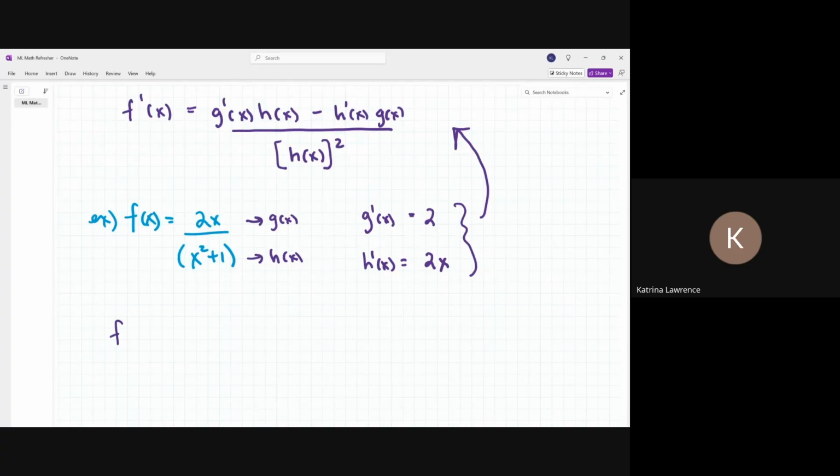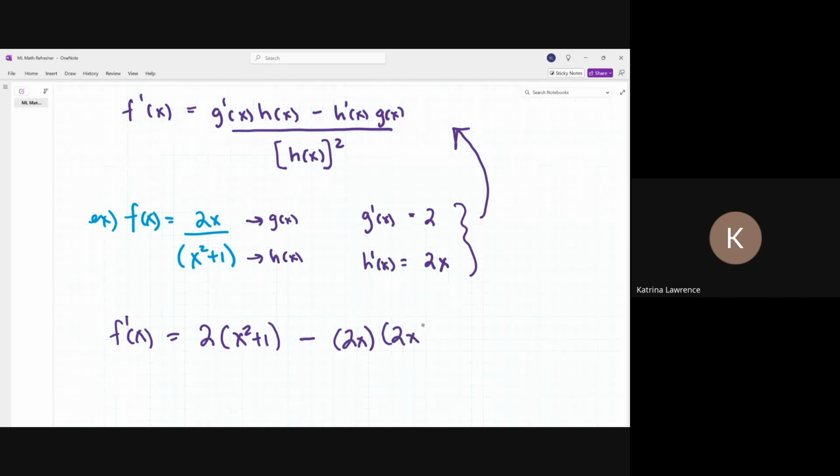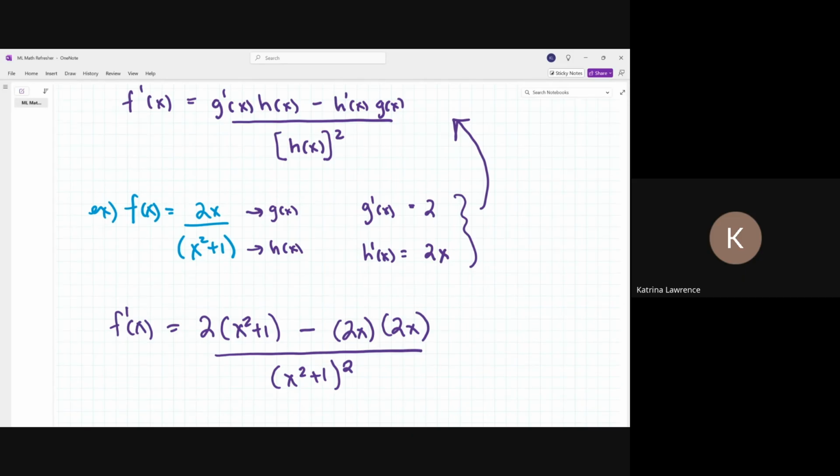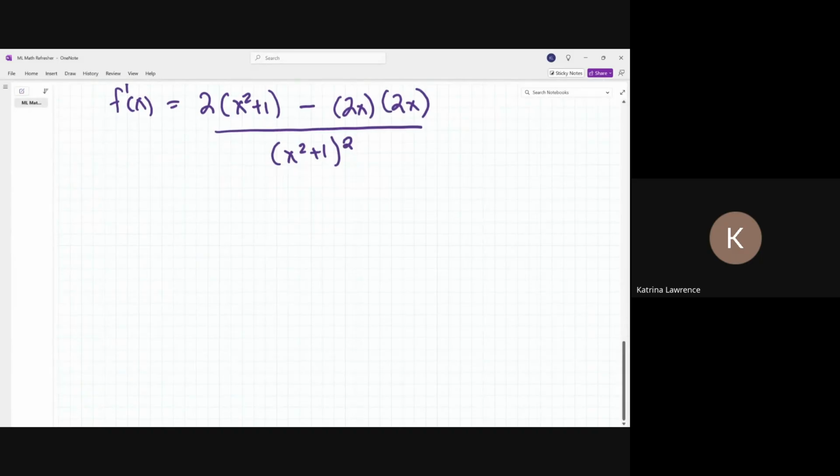So as a result, we get that f prime equals g prime, so 2 times h, so 2 times x squared plus 1, and then minus h prime, which is 2x, multiplied by g, which is also 2x here. And then we're going to divide all of this by h squared. So we've got x squared plus 1, and then we're going to square the whole term. Again, this can be further simplified, but for the sake of time, I will leave that as an exercise for all of you to practice your algebra.